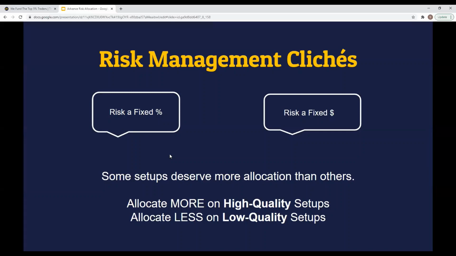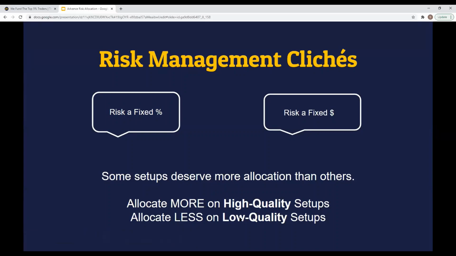So if we're using a trending market strategy, maybe our strategy will work more poorly in a ranging, sideways market. And if we're using a ranging strategy, it won't work well in a trending market, correct? So each one of our strategies has different setups, high quality setups and low quality setups. So there's no sense in allocating or risking the same amount of either money or percentage of our account in both high quality setups and low quality setups.